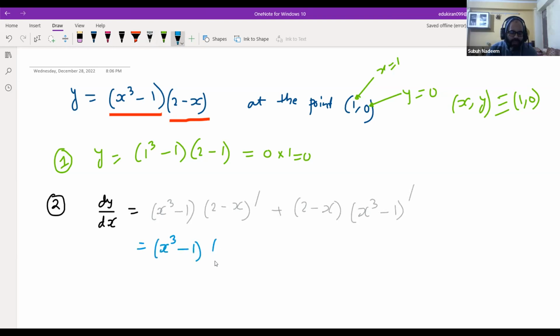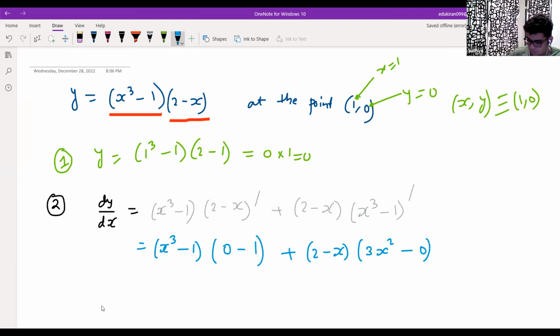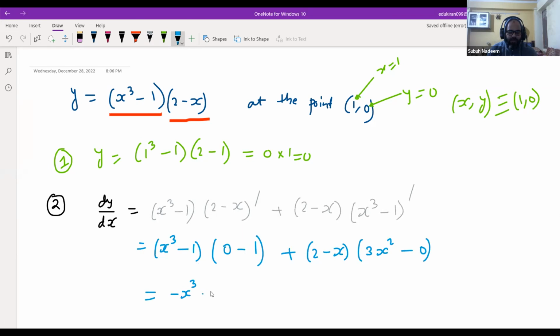In the next step, this will be x cube minus 1 times the derivative of 2 minus x, that is, differentiation of 2 will be 0, differentiation of x will be 1. Then 2 minus x times the differentiation of x cube, which is 3x square, and differentiation of 1 is 0. So we write it like this. This will become minus 1 here, so minus x cube plus 1 it will become. The other one will become 6x square minus 3x cube. So this will be minus 4x cube plus 6x square plus 1.